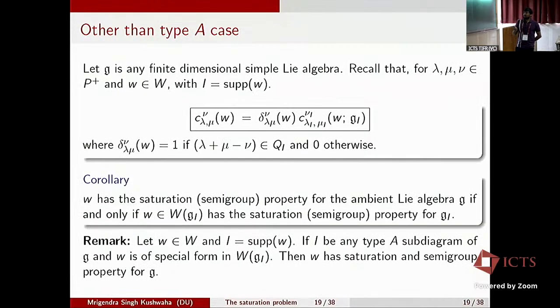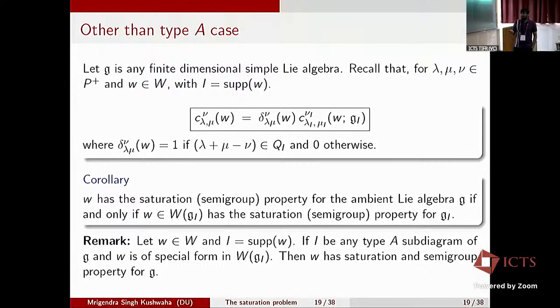Okay, so here is a comment about other types. It is just a type A case, but I'm restricting to a type A subdiagram. If W has the saturation or semi-group property for the ambient Lie algebra G, if and only if W, considered as a Weyl group element in G_I, has the semi-group property for G. That just follows from this formula.